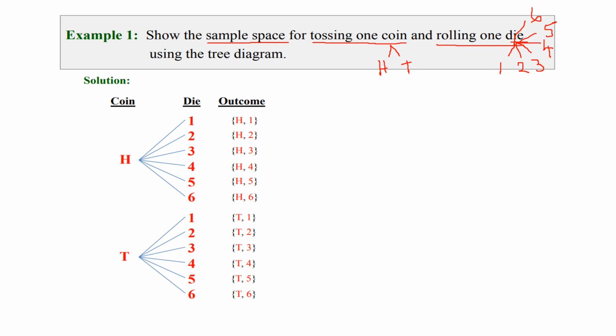So now we have to combine both. First you take the coin H and you have to extend the branches into 6 branches, because we are combining the coin and die. So it should be like this. And for the second one, T, we also have to do the same. So the sample outcomes are H1, H2, H3, H4, H5, H6, and the same for T: T1, T2, T3, T4, T5, and T6. So these are all the outcomes, or we can say the sample space. That's it for the question.